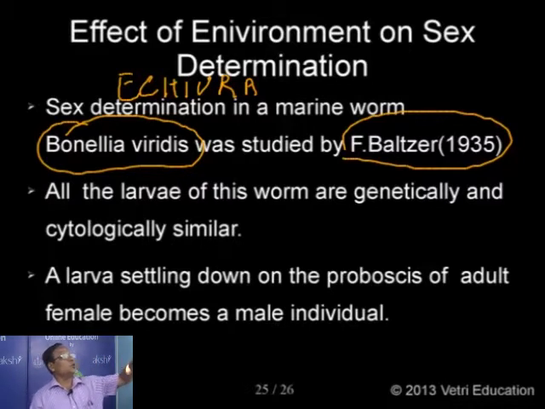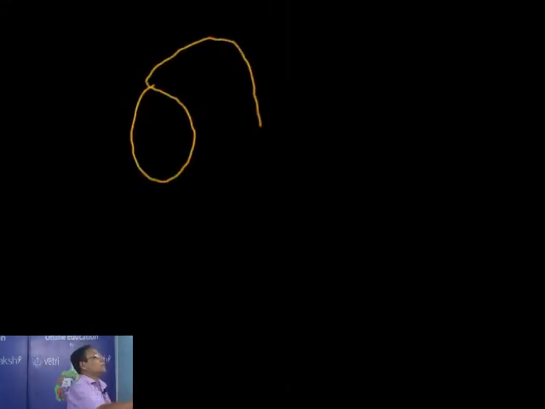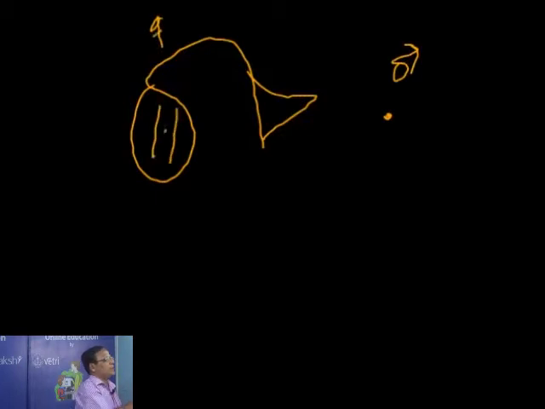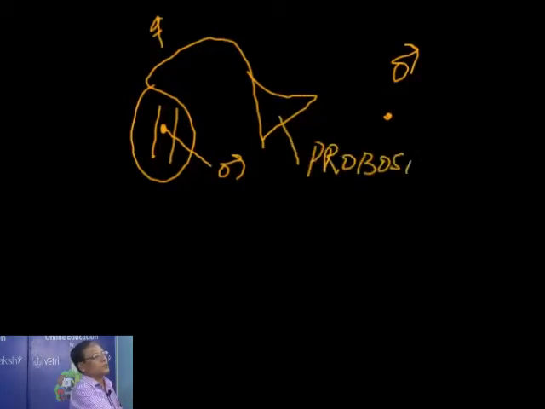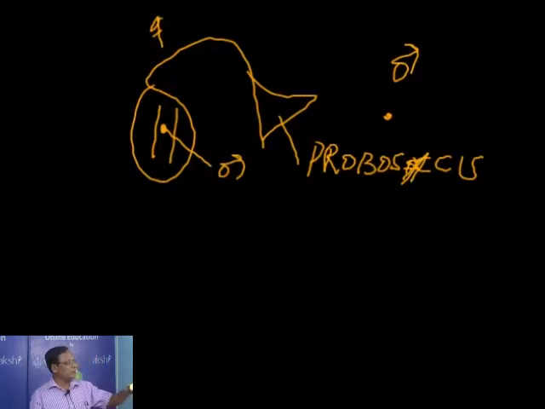The female is normally larger, having a cotyledon-like body. This is the female. The male is minute and microscopic, and the male lives inside the body of the female in the reproductive tract. Now this is the male. The female is large and free living, having a structure called the proboscis. And the male leads a parasitic mode of life inside the body of the female. It is minute and parasitic.